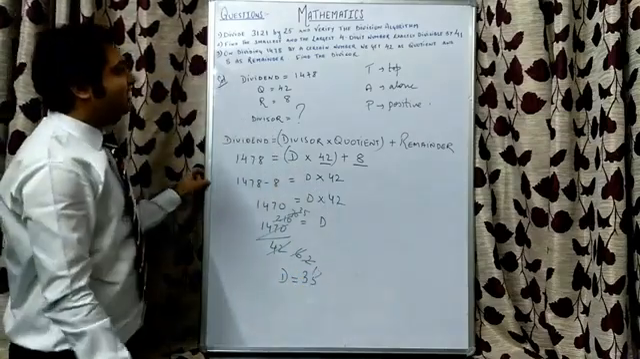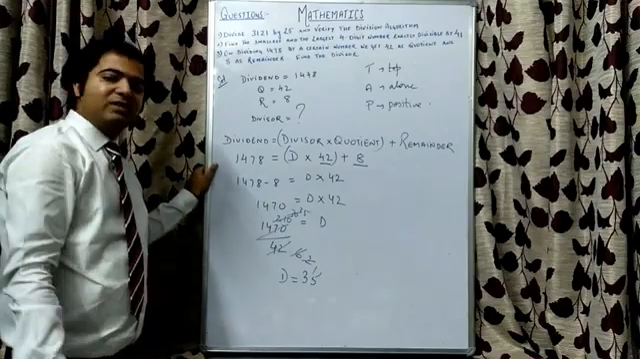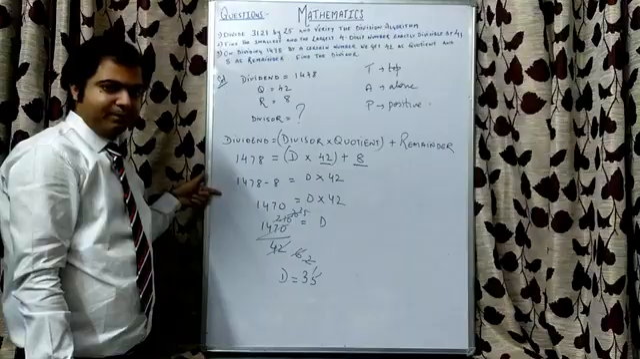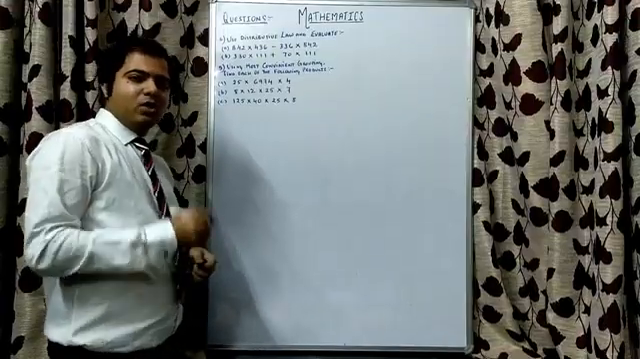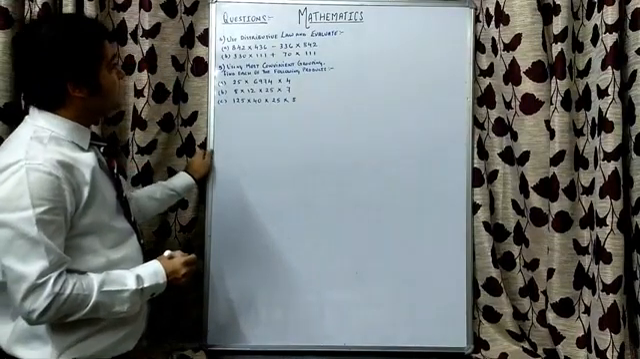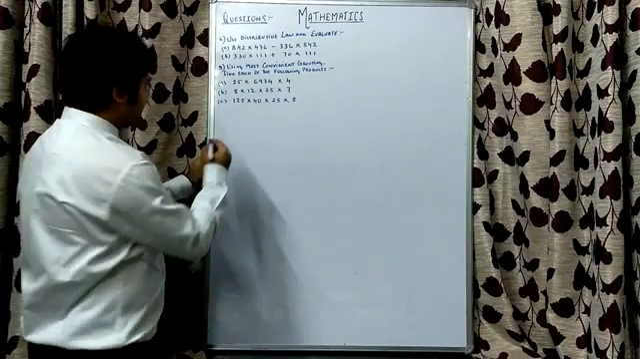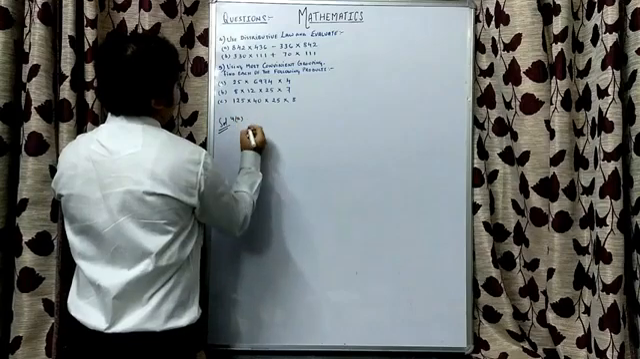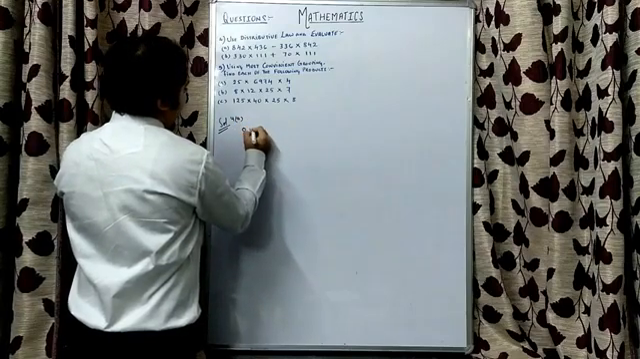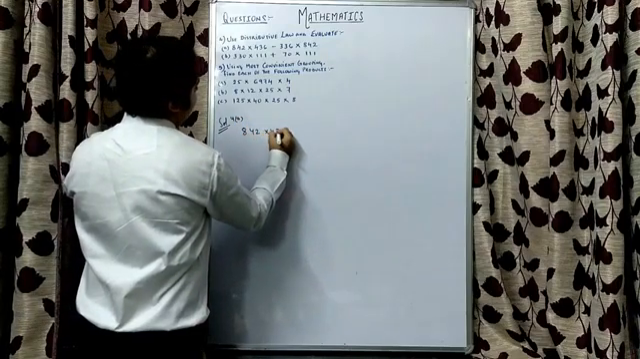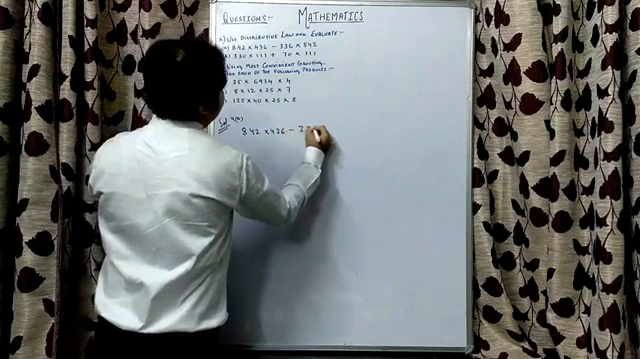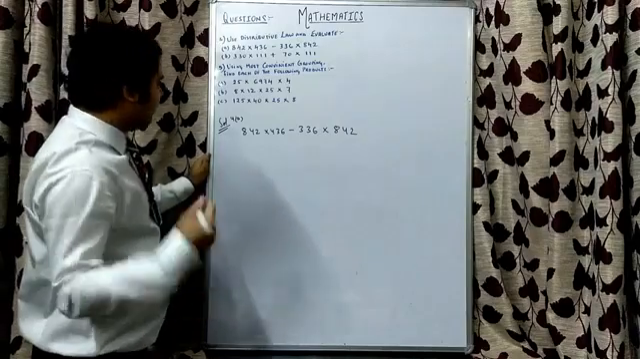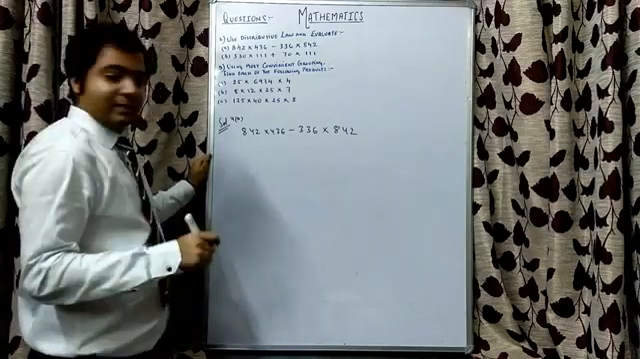The question is not asking to verify, so we will not verify. If it is mentioned, then only we will use division algorithm for verification part. Right? Question number 4 says use distributive law and evaluate. The solution 4A. Question is 842 into 436 minus 336 into 842. We need to use distributive law to solve this.